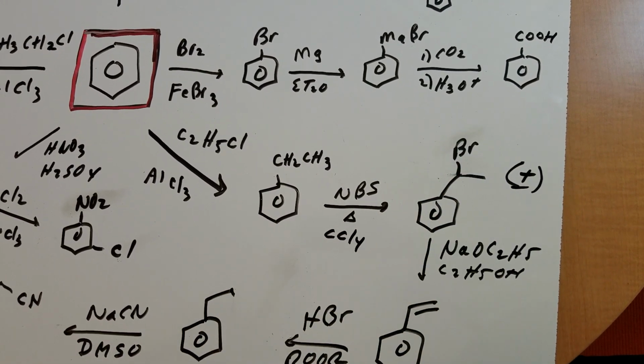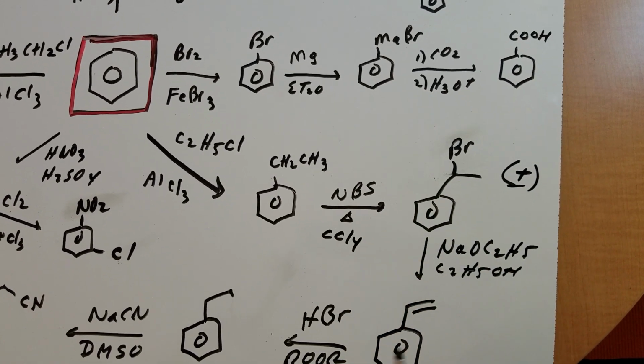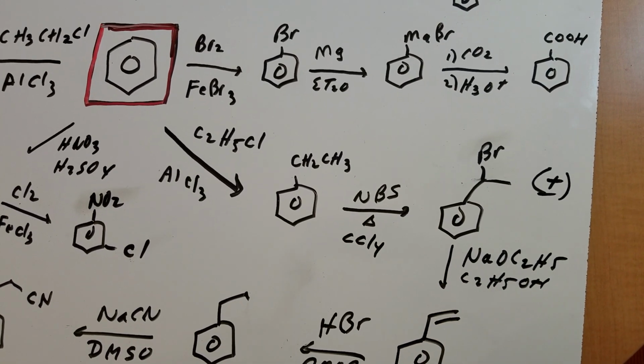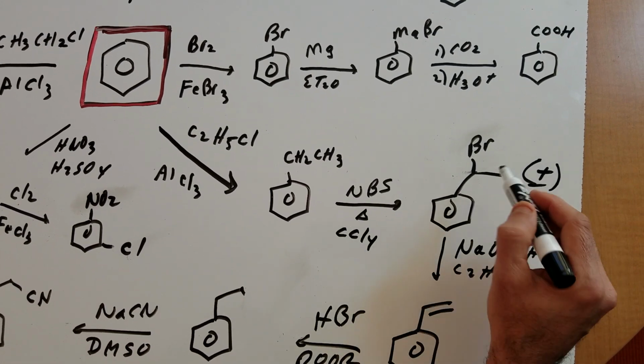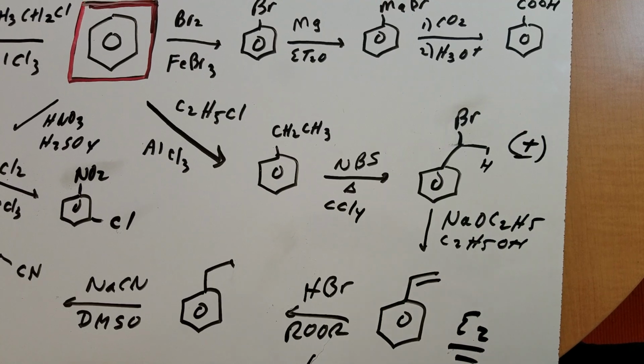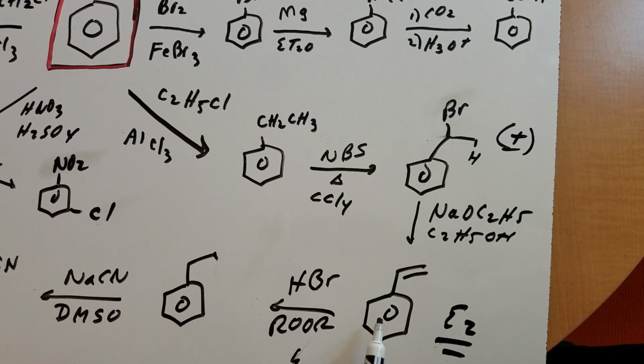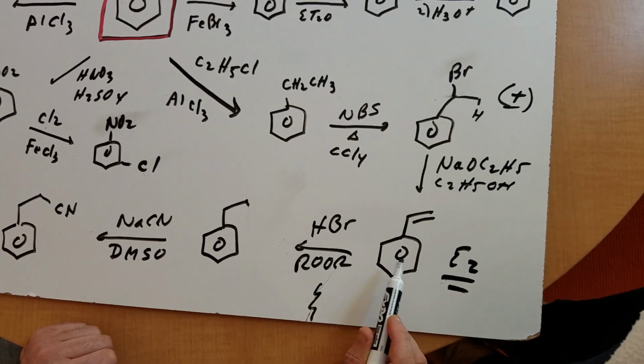We substitute it for a bromine, and we get our racemic mixture. And then I pressed it a little further, sodium methoxide and ethanol. That's going to simply take off an H and a Br and give us the E2 product. That's vinyl benzene. Once you have vinyl benzene, I add HBr and peroxide.